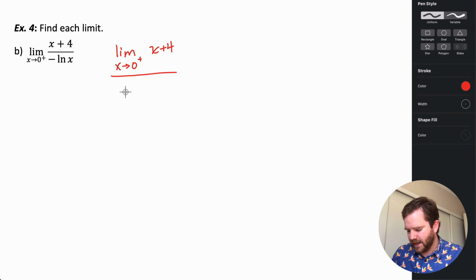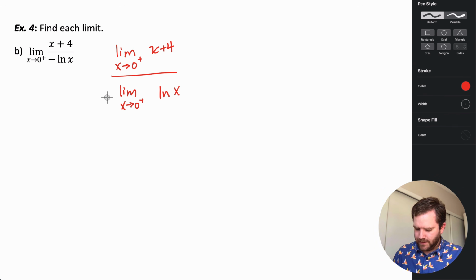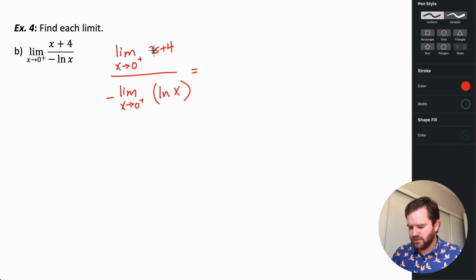And then I can divide that by the limit as x approaches 0 from the right of the opposite of the natural log of x. I can actually pull this negative out because it's a scalar multiple, and I can just consider what's happening to the natural log. Since the numerator is continuous everywhere, the limit there is just 4.